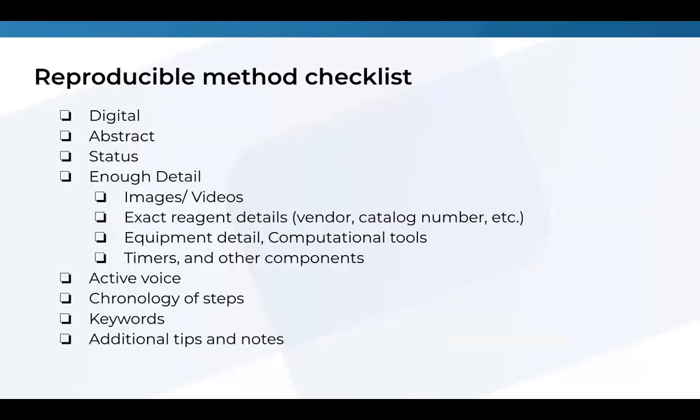And here, just to wrap up, is again my reproducible method checklist. Be sure to add an abstract to put the protocol into context. And then also one that I didn't mention before is tell others what the status of your protocol is. That means, is this protocol something that has been working for you? Is this something you're still developing? Is this something that you tried and maybe didn't work? So just let others know about the status of the protocol.